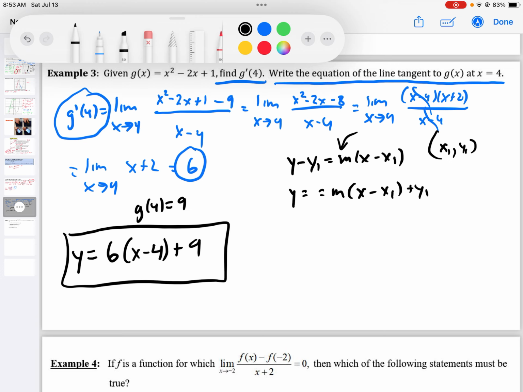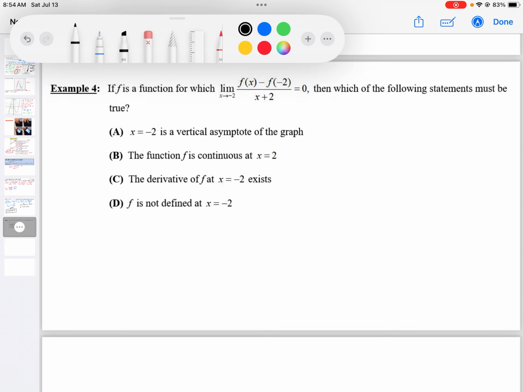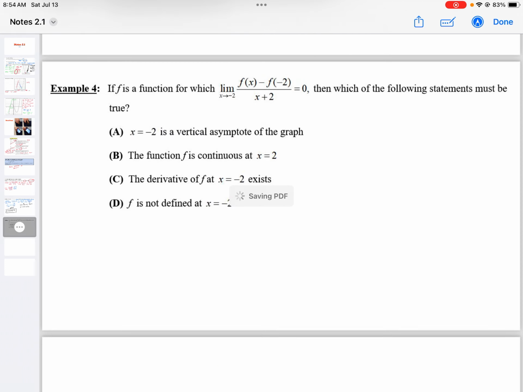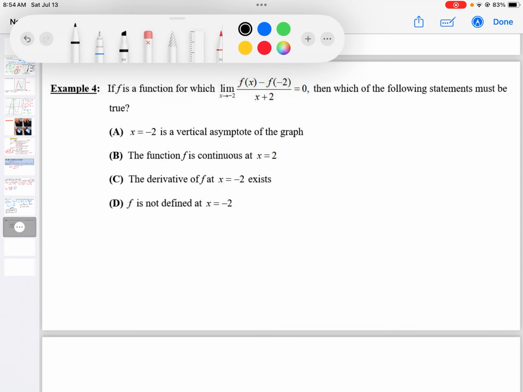And I can leave it just like this. I could distribute the 6 and clean it up a little better, make it look like an mx plus b form, but we don't need to do that. But just in case you want to, distribute the 6x minus 24 plus 9, y equals 6x. Oh gosh, I have to add negative 24 plus 9. I don't want to do that. Just leave it. Don't make mistakes. It's the same thing.